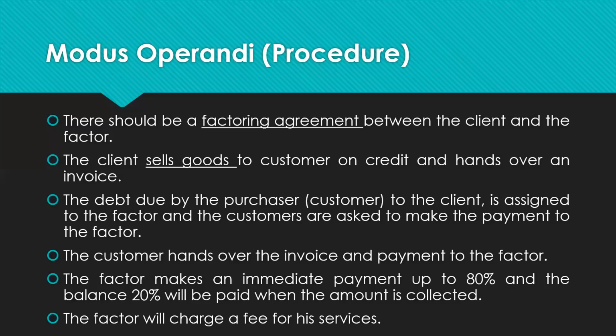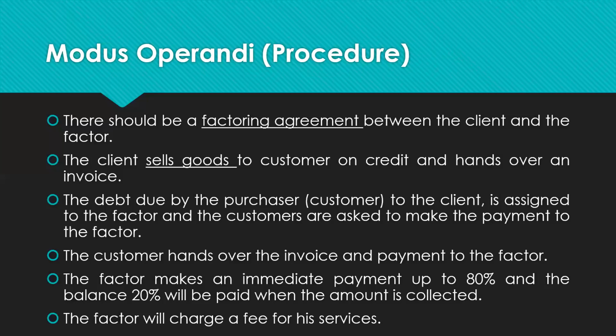So the first step is to enter into a factoring agreement. Both the client and the factor will enter into an agreement. Then after getting the approval of the factor, the client will sell goods to the customers on credit and hand over the invoice details to the factor. Now the amount that is due by the customer, or that amount which the customer has to pay to the client, this amount will be collected by the factor.